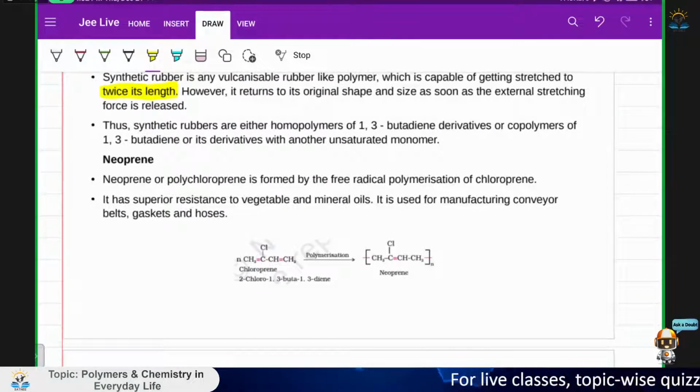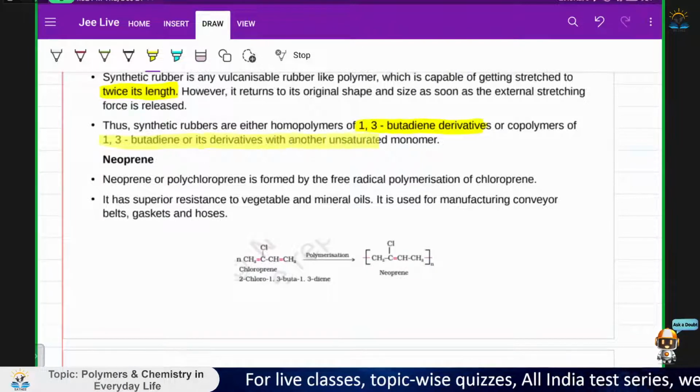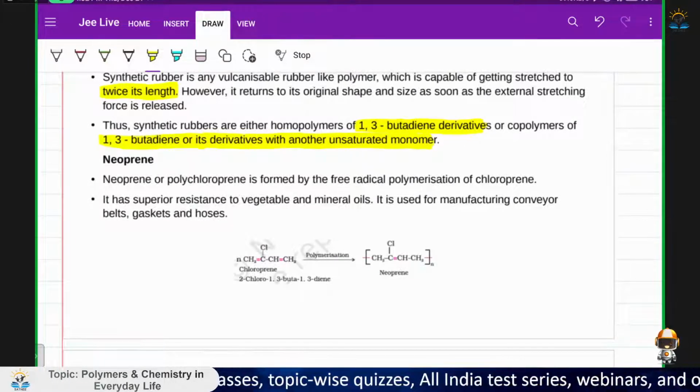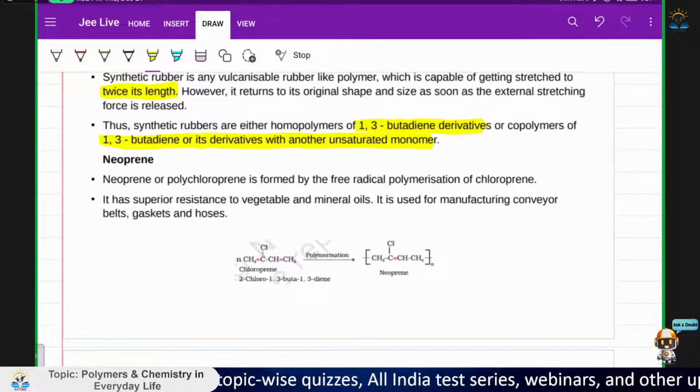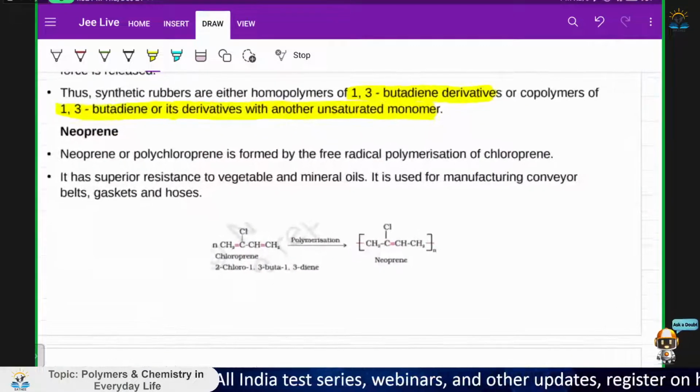The synthetic rubbers are either homopolymers of 1,3-butadiene derivatives or copolymers of 1,3-butadiene or its derivative with another unsaturated monomer. So it can be a homopolymer of 1,3-butadiene repetitive units, or it can be a copolymer also. So first we will be discussing neoprene.